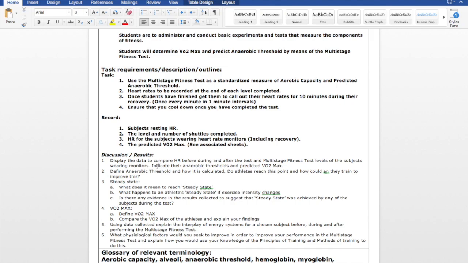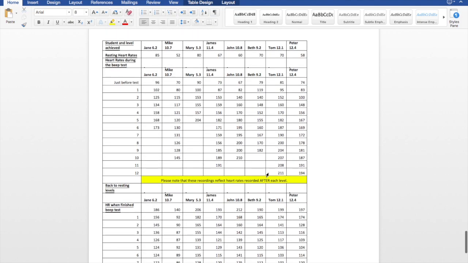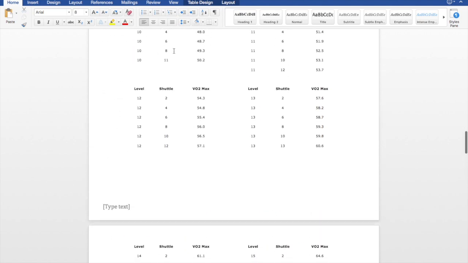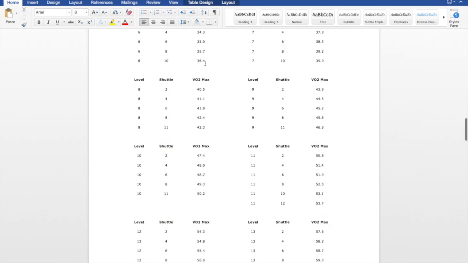The second part of number 1 is indicating the anaerobic thresholds and predicted VO2 maxes. Predicted VO2 maxes are pretty straightforward. We need to look at what a subject achieved on the beep test. So we're looking at their final score. So we'll look at Jane. She achieved 6.2. Now to find her predicted VO2 max, I go to these tables, find 6.2, so level 6, 2 shuttles, and look at this here. So that's her predicted VO2 max, so 33.6.